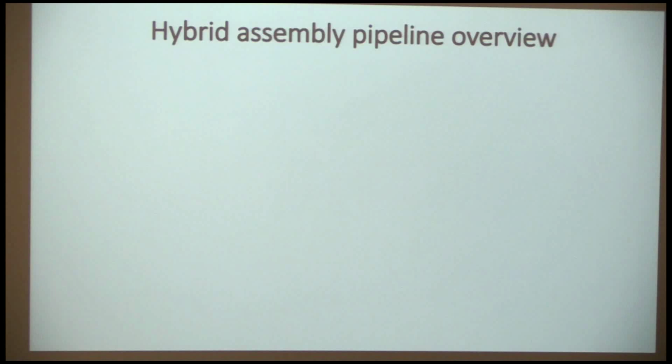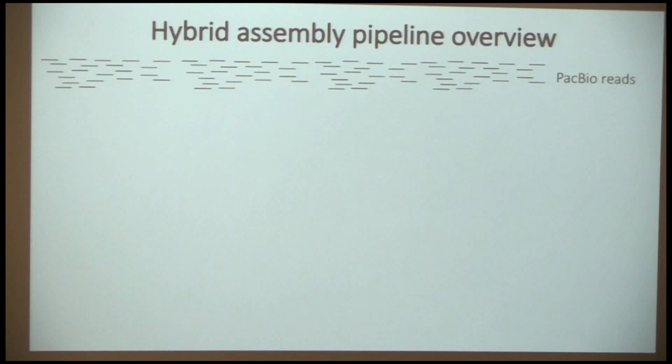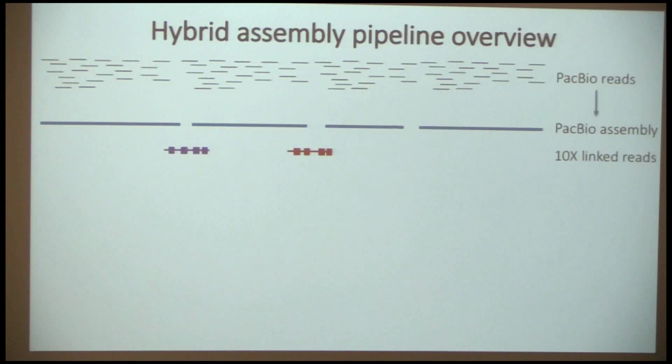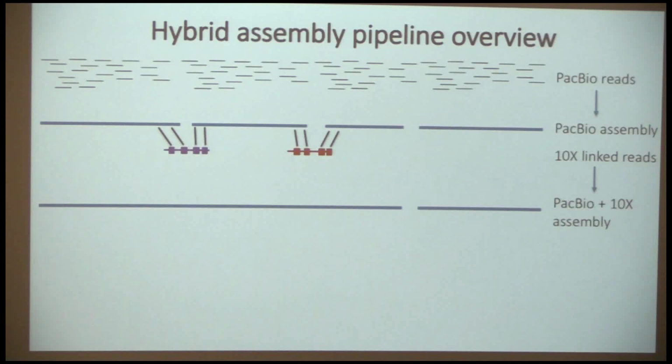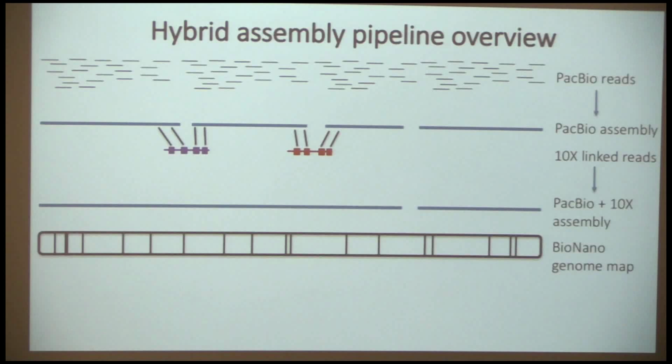So basically the way that a pipeline looks to make a hybrid assembly, we first take PacBio reads and use them to make contigs. We can then add on the 10x data. These allow us to find separate reads that we know are linked together, and those can be used to close up the contigs with some additional gap filling. And then finally, we can generate this long BioNano genome map, which doesn't actually have any sequence, but can be aligned to the sequence and then used to scaffold the genome to produce a hybrid assembly.